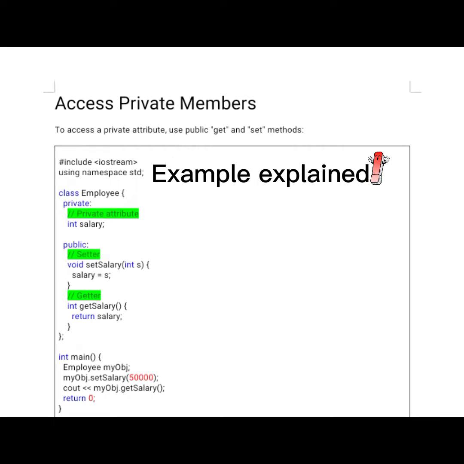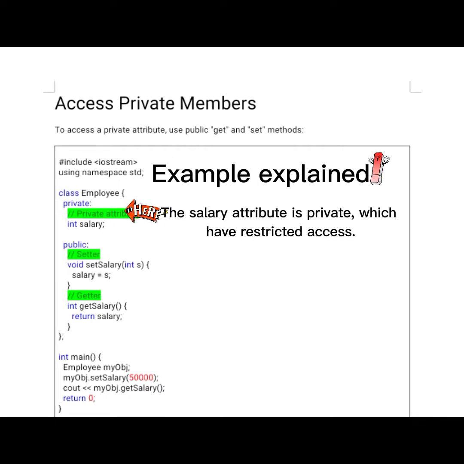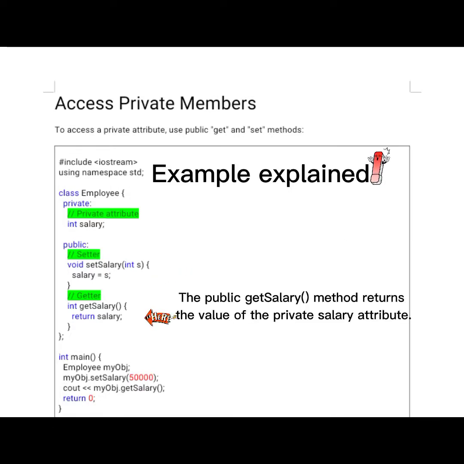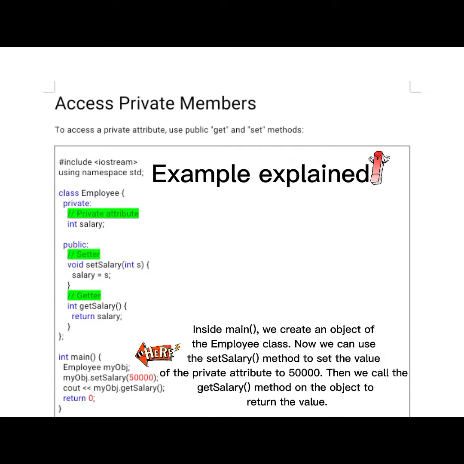Example explained. The salary attribute is private, which has restricted access. The public setSalary method takes a parameter s and assigns it to the salary attribute: salary = s. The public getSalary method returns the value of the private salary attribute. Inside main, we create an object of the Employee class. Now we can use the setSalary method to set the value of the private attribute to 50000. Then we call the getSalary method on the object to return the value.